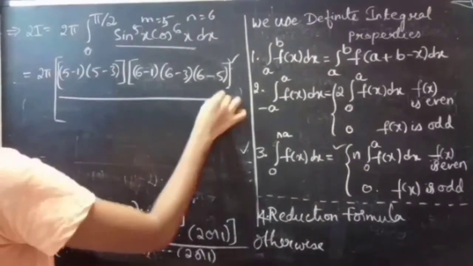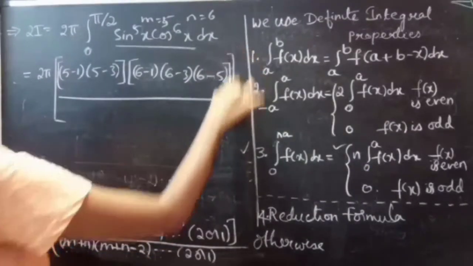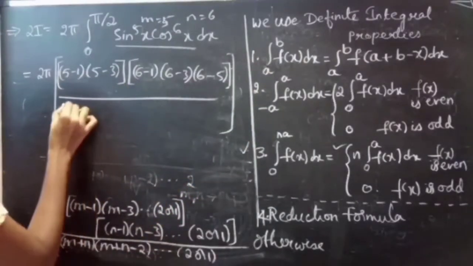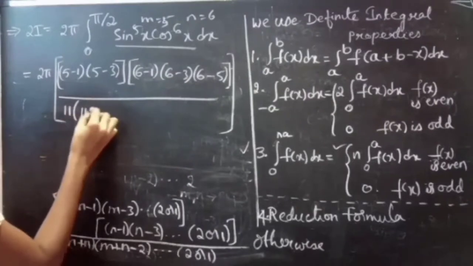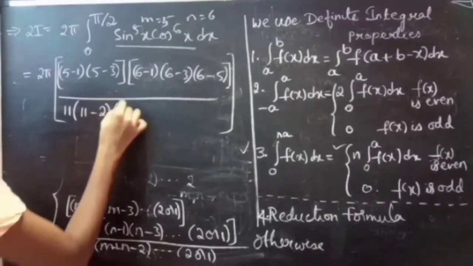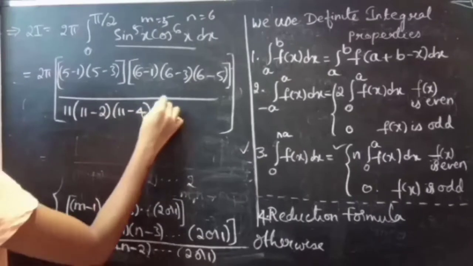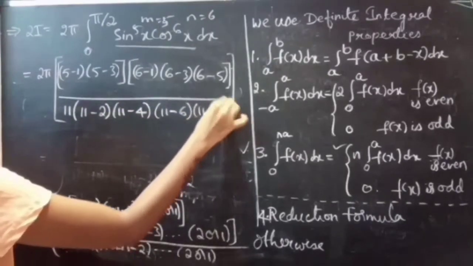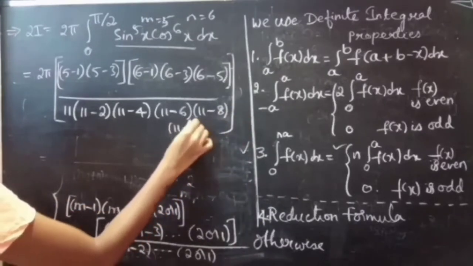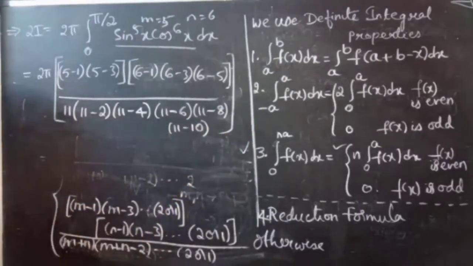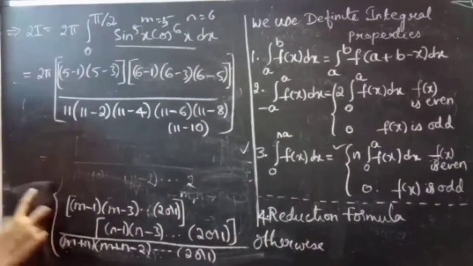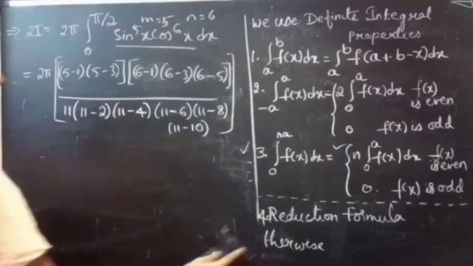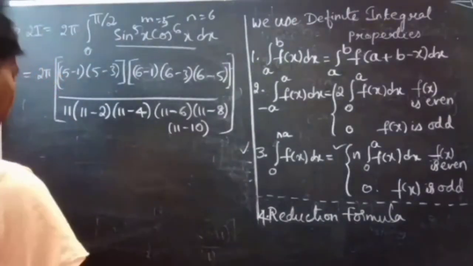Divided by m plus n. 5 plus 6 is 11. 11 into 11 minus 2 into 11 minus 4 into 11 minus 6 into 11 minus 8 into 11 minus 10. Okay. And the next term will be 11 minus 12. Again you will get a negative number, so you will stop here.